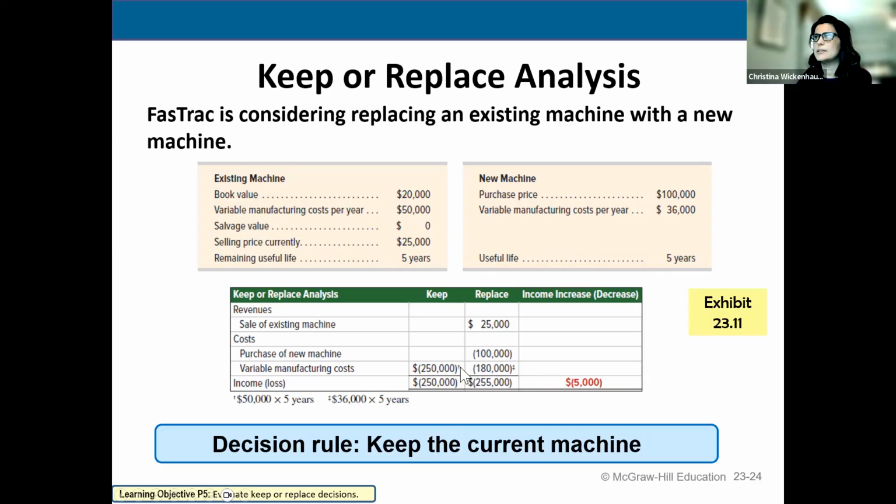Even though you may look at it and say, but we're saving so much money from the variable manufacturing costs, it's still in the theory arena. This is not a good decision. So we need to just keep the machine until this number is either equal to or less than the loss for keeping it.